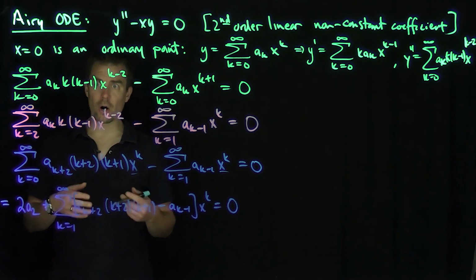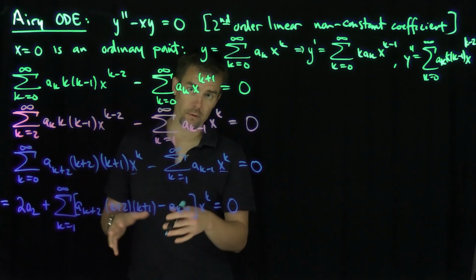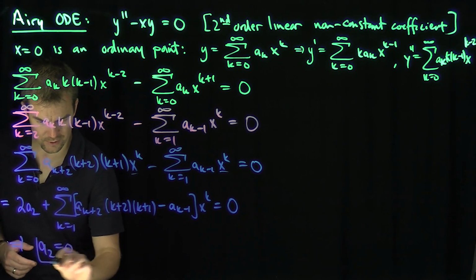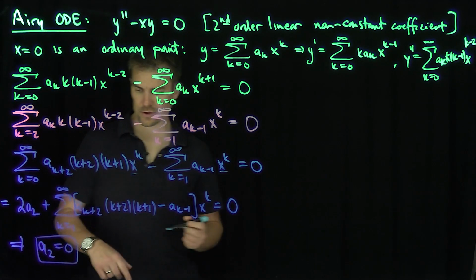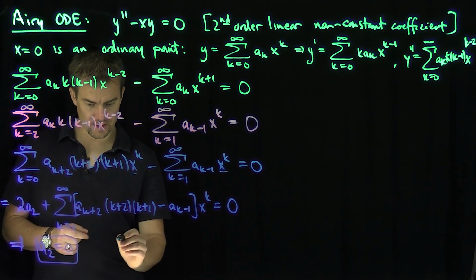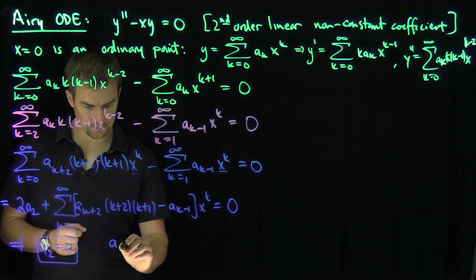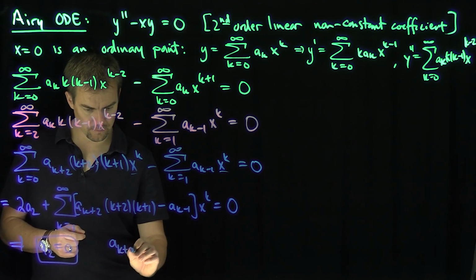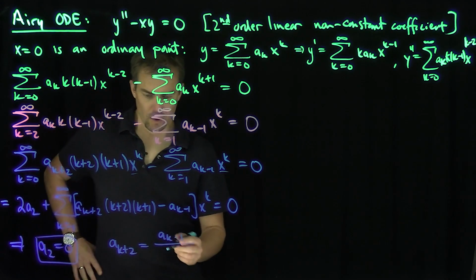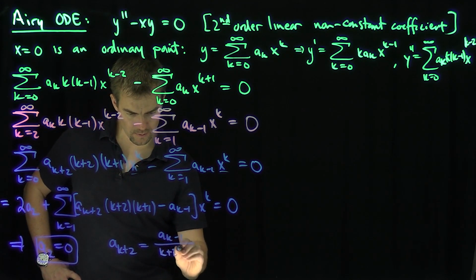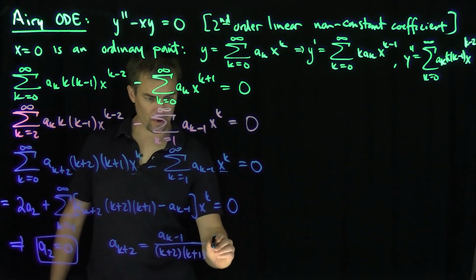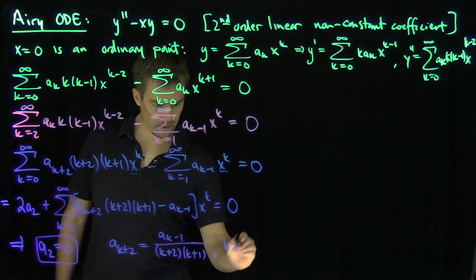Now I have a power series that is identically equal to 0, which means the coefficients have to be 0. So this forces a_2 to be 0. a_2 is equal to 0 for the Airy equation. There's no x squared term in the Airy solutions. And then these terms have to be 0. So that says a_(k plus 2) is a_(k minus 1) over (k plus 2)(k plus 1). Great, so that's our recursion relationship for k bigger than or equal to 1.